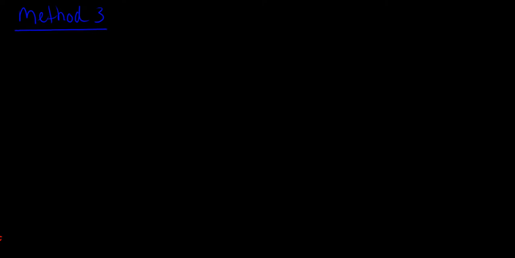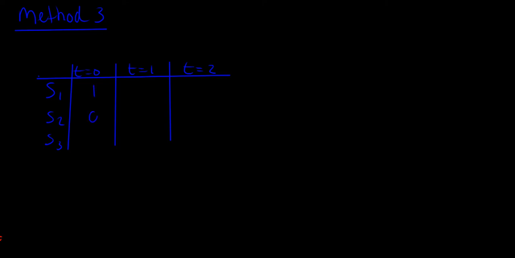Method 3 actually says, well, let's make a table of all transitions. S1, S2, S3. These are our states. And then here we get at t is 0, at t is 1, at t is 2. We're going to create a table denoting probabilities of each state. Well, our initial distribution was that we started in state 1. So at t0 we are in state 1. These are our probabilities then.